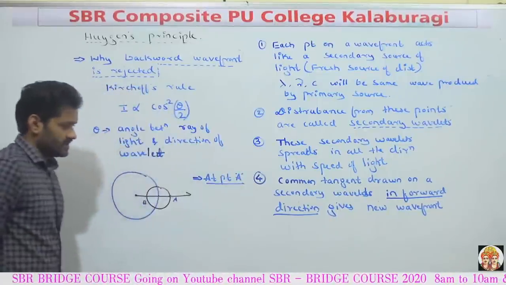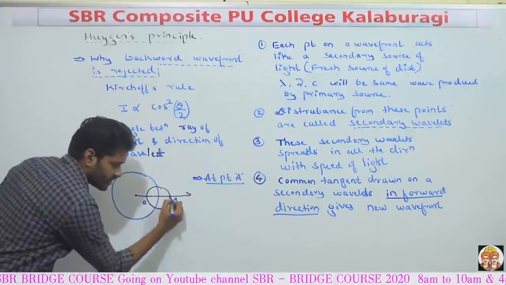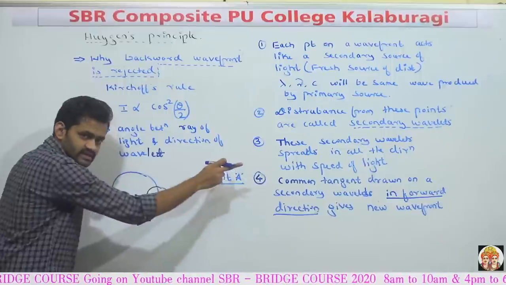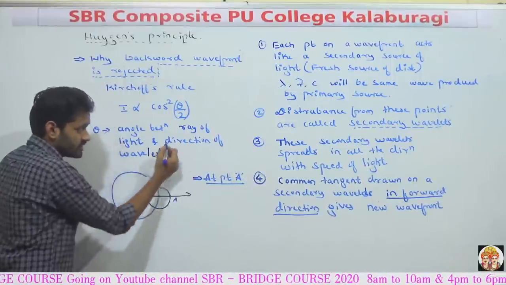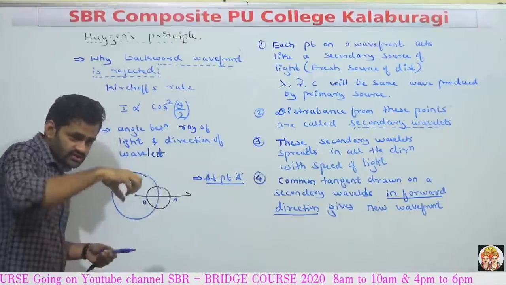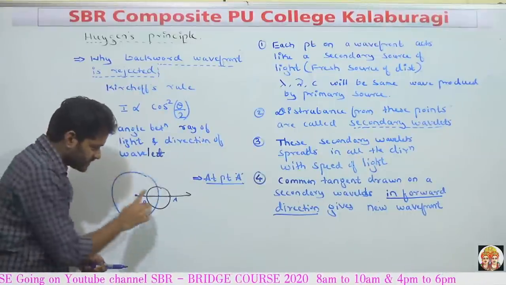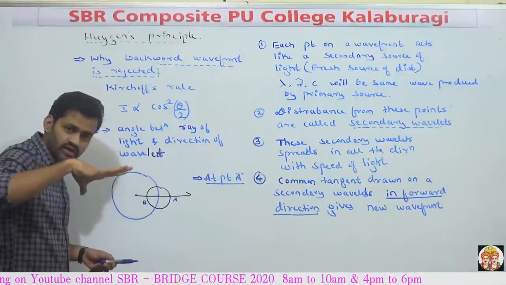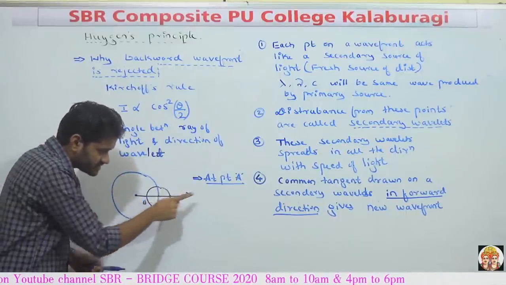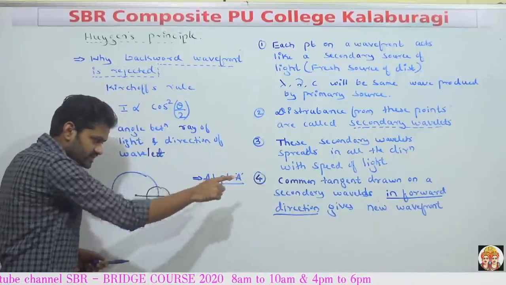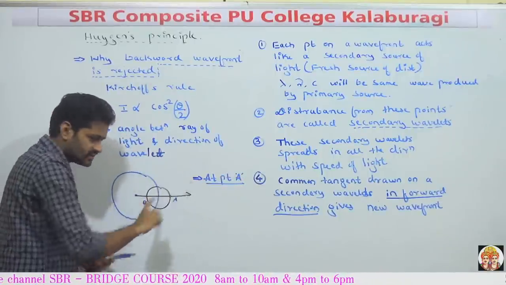At point A, what is the angle between the ray of light? The ray of light is in this direction, correct. What about the direction of the wavelet? The wavelet is spreading in all directions. If it is a source of light, the wavelet will be spreading in all directions. The wavelet direction is also this side, and that side.